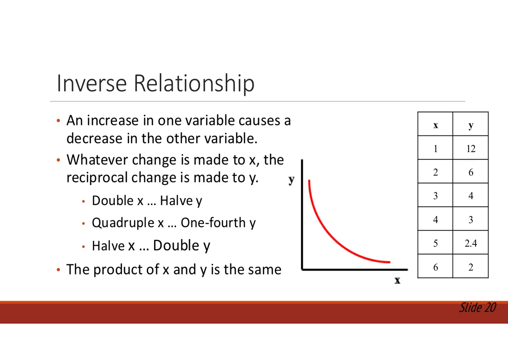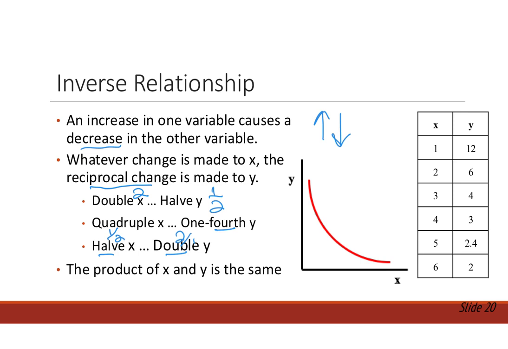And the last relationship is an inverse relationship, where an increase in one variable causes a decrease in the other, so they're going in opposite directions. In this case, whenever a change is made to x, the reciprocal, or 1 over that change, is made to y. So if you double x, that would be 2, then you'd have 1 over 2, so y would be half. Quadruple x, you have 1/4 the value for y. If you cut x in half, then y doubles, because x would be 1 over 2, and then you would flip that to make the reciprocal, and it would just be 2 over 1, or 2.